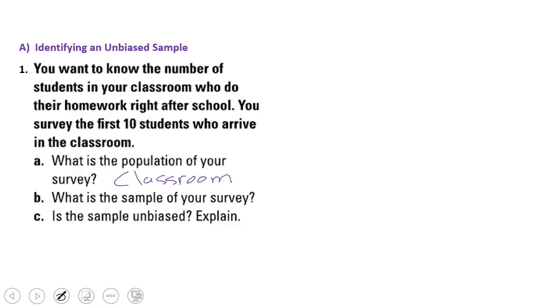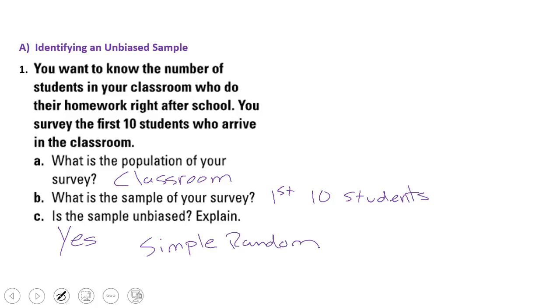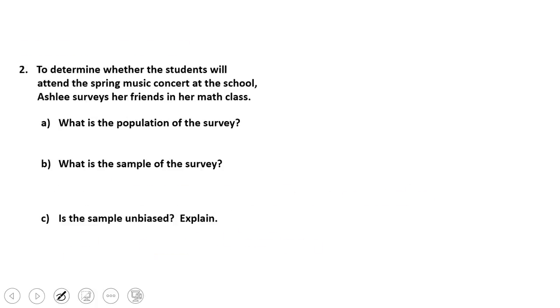All right? And then the sample is part of that population. So what is the sample in this situation? That's right, the first 10 students. All right? And then we want to know, is this an unbiased sample? Is this good? Is it representative? Is it large enough? And is it at random? And of course the answer is yes, it is. It's all three of those. And if you were to actually put a name to it, we could call it the simple random. When we talked about the three kinds, this would be more of the simple random. All right? Moving right along to number 2.